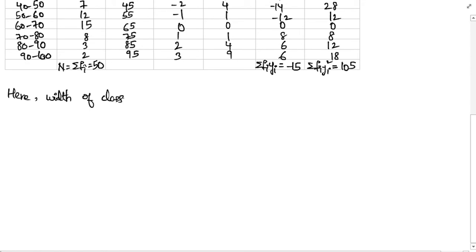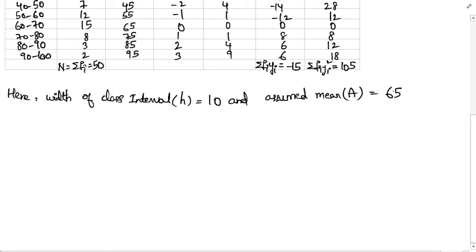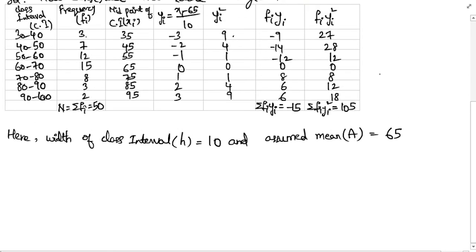The width of class interval h is equal to 10, because from 90 to 100 the interval is 10. And the assumed mean A is equal to 65, because from 35 to 95 the middle value is 65. So that is our assumed mean.